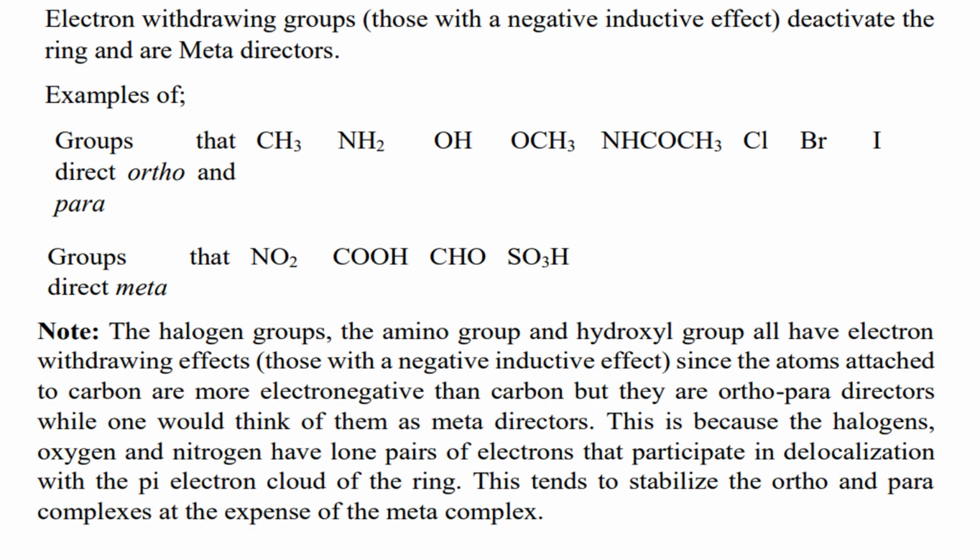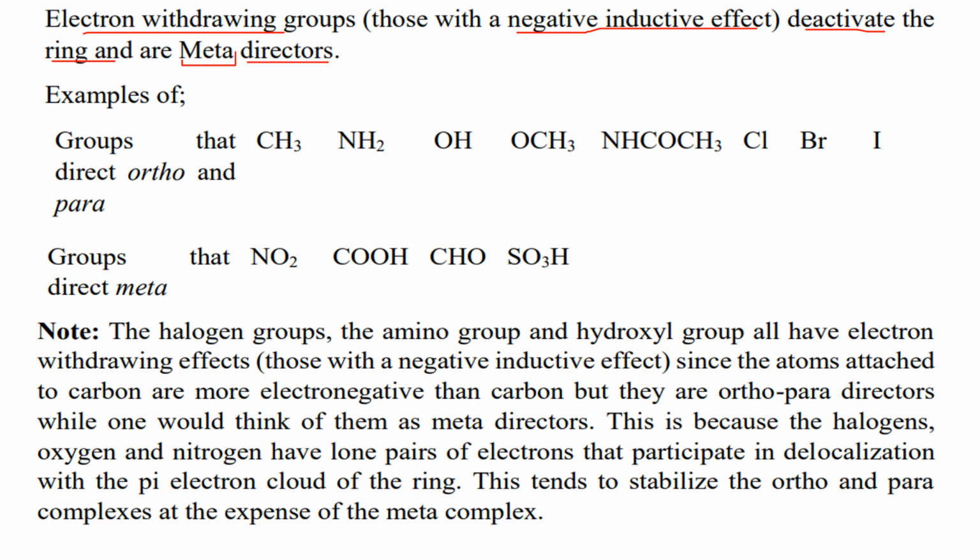Electron withdrawing groups are those groups that have a negative inductive effect, and therefore they are going to be deactivating our ring. For those that deactivate, or withdraw electrons away from the benzene ring, you are going to see that they occupy the meta position, or the 3rd position. They are meta directors.